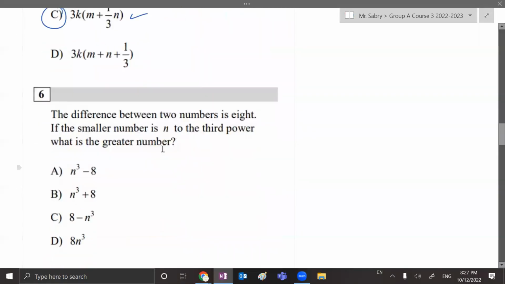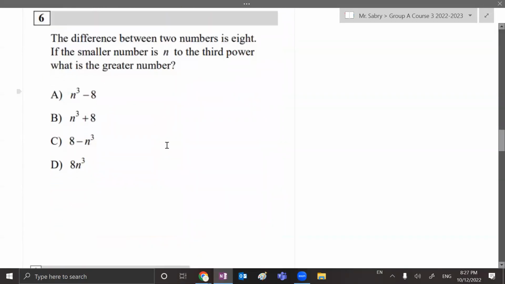Check how this will get a tiny bit harder. The difference between two numbers, generally two numbers, is 8. I'll stop here. So apparently I have two numbers, and the difference between them equals 8. By the way, "is" means equal.